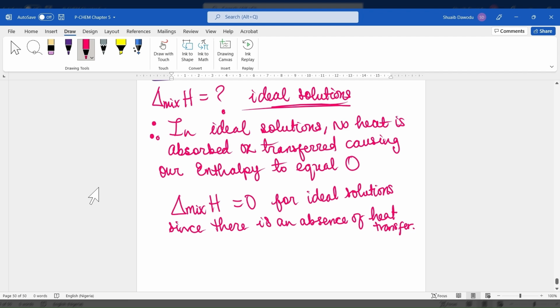It is unaffected because in order for us to even work on enthalpy, we have to have a situation where there is heat transfer going back and forth. And of course, if there's no heat transfer, there's no value for heat transfer, and the enthalpy is automatically equal to zero. So that's basically how you solve that last one.